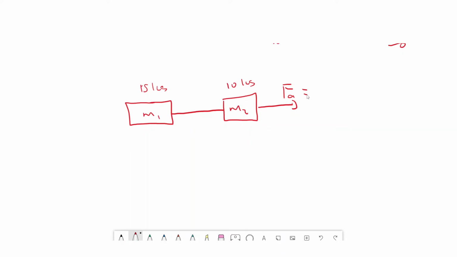Let me not complicate it. I wanted to complicate it, and then I thought, no, let me not complicate it. All right, and then there's an applied force. Let's assume that this force is going to be the tension. Maybe I should apply it.